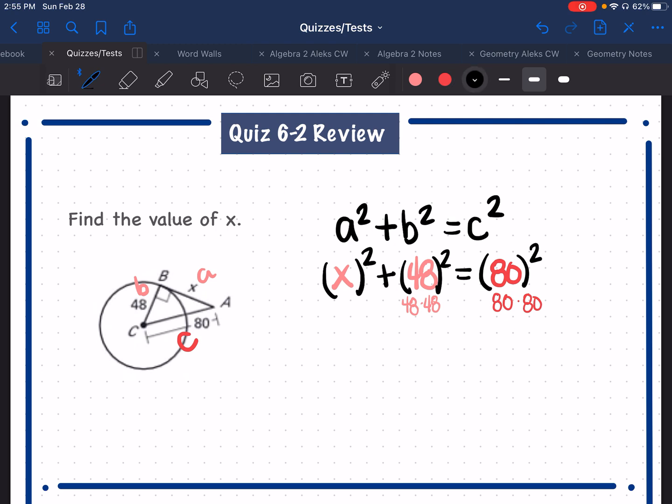Okay, so x times x is x squared. 48 squared is 2,304. And 80 squared is 6,400.